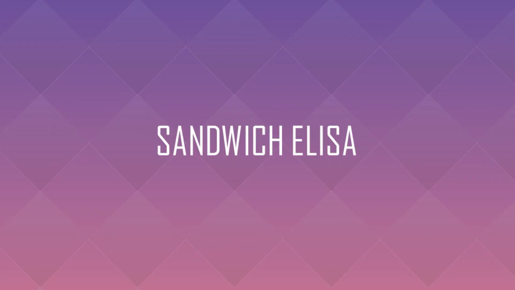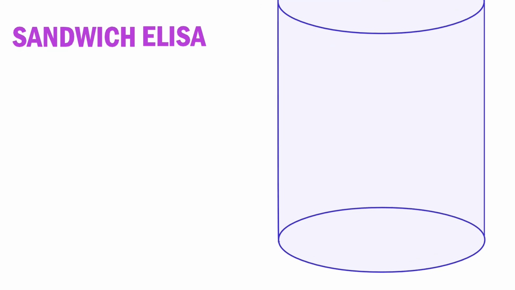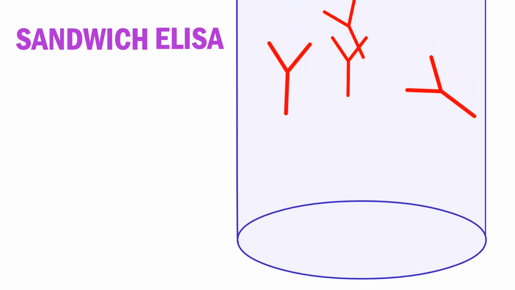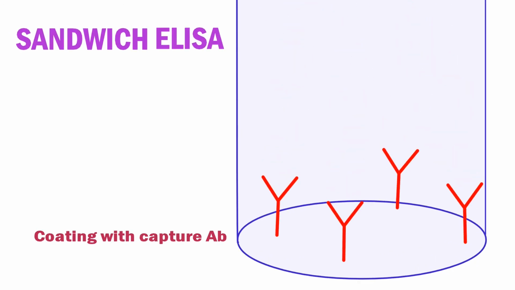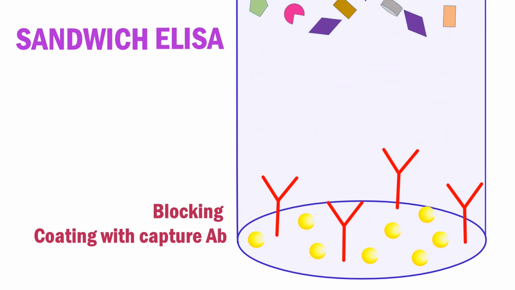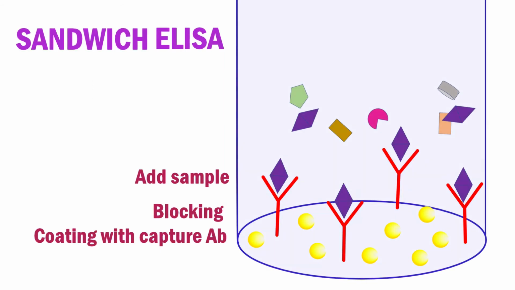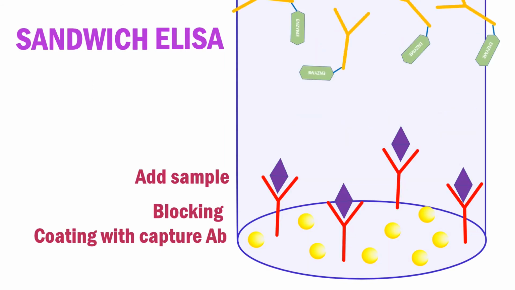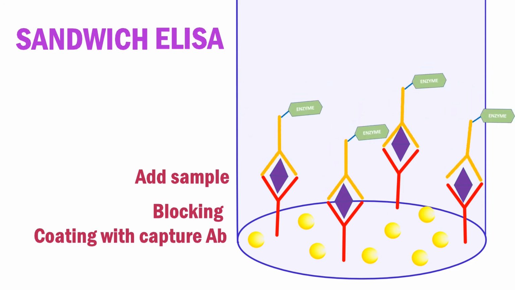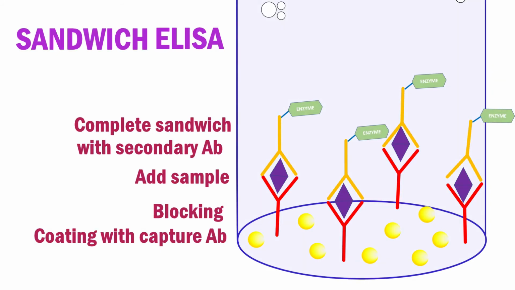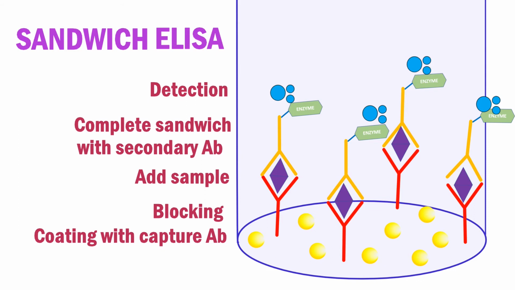Sandwich ELISA. Sandwich ELISAs are the most common type of ELISA. First, a capture antibody is coated on a microplate, followed by sample addition. The antigen of interest then binds and is immobilized on the plate. A conjugated detection antibody is then added and binds to an additional epitope on the target antigen. Substrate is added and produces a signal that is proportional to the amount of analyte present in the sample.